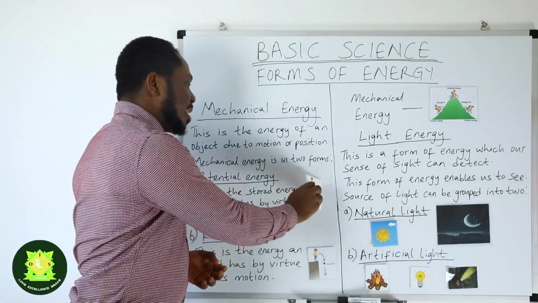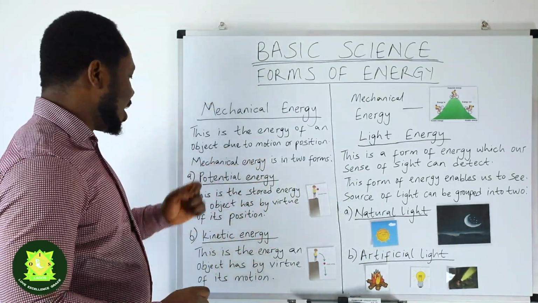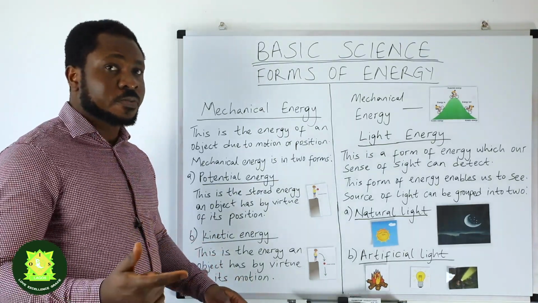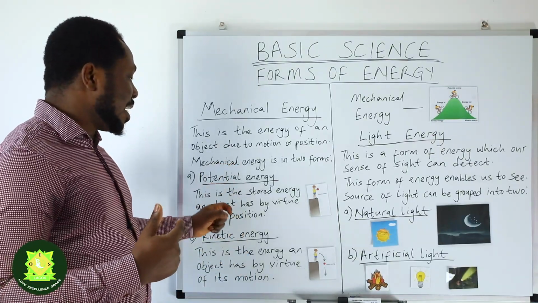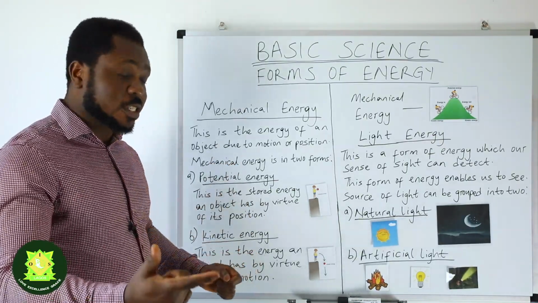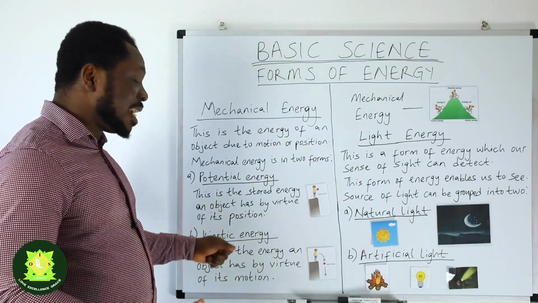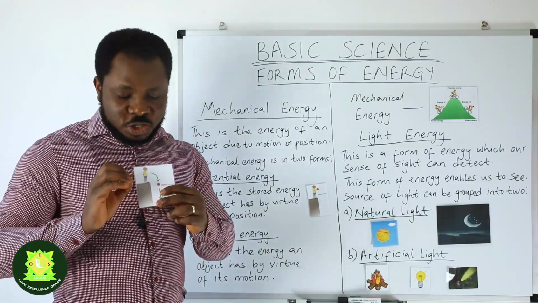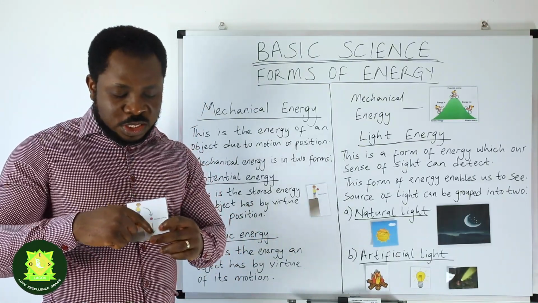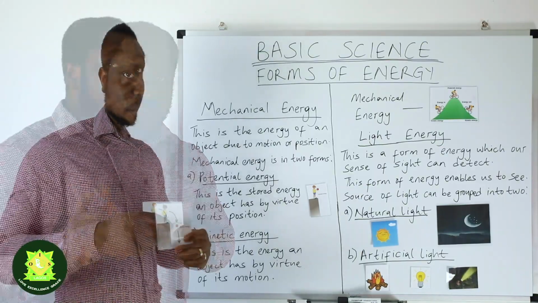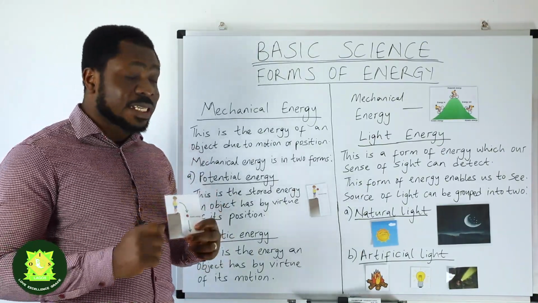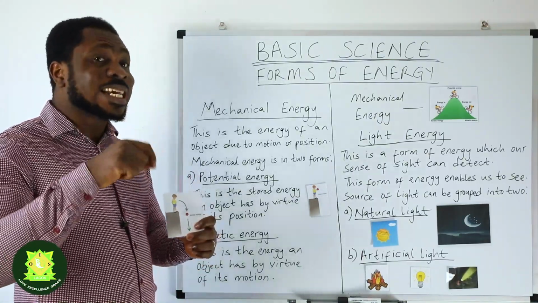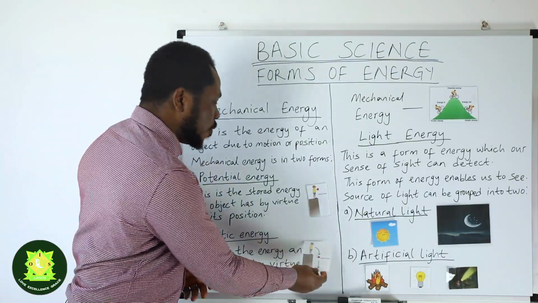Good. Now, kinetic energy is different from potential energy because kinetic energy is the energy an object has by virtue of its motion. So potential energy is the stored energy by virtue of its position, while the kinetic energy is the energy an object has by virtue of its motion. And we can see that again, the same boy threw the ball down. So as the ball is going down, it has kinetic energy.